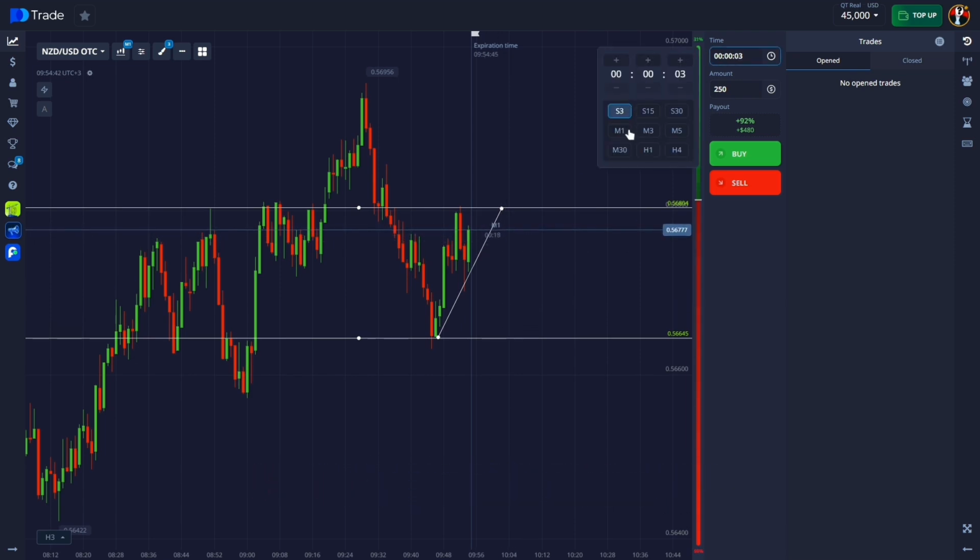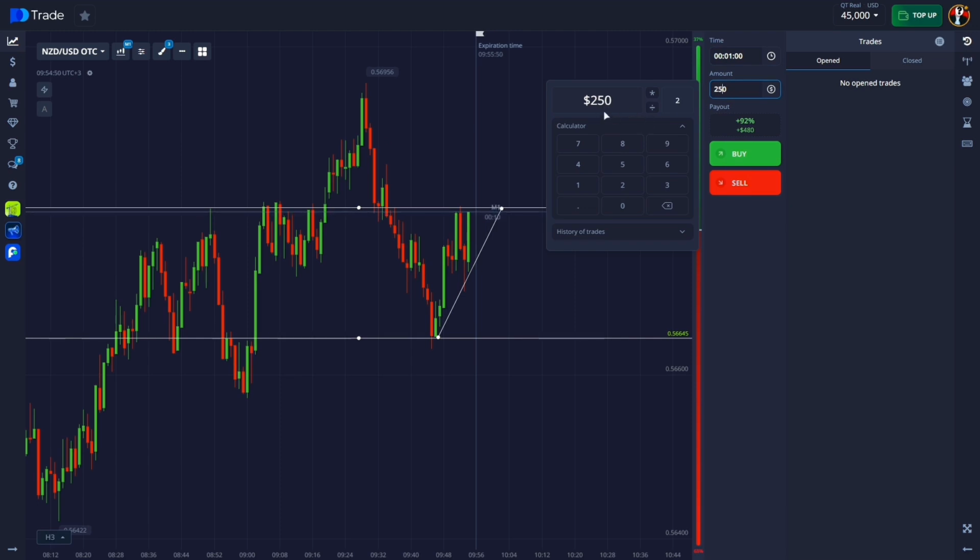And of course, we will open the trade for 1 minute. Look, here we have the time indicated. We select M1, which means 1 minute, and that's it. For 1 minute, I will open the trade for $250. That's it, 1 minute, $250.